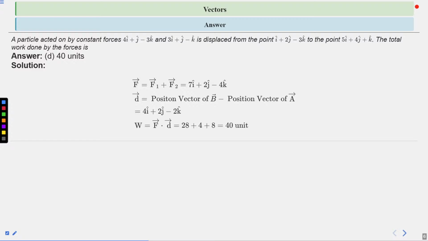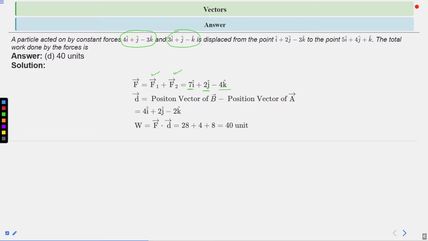So according to the question we have two forces. F1 is 4 i cap plus j cap minus 3 k cap, and F2 is 3 i cap plus j cap minus k cap. Now we add both the forces F1 and F2. So you will get 4 i cap plus 3 i cap is equal to 7 i cap, plus j cap plus j cap is equal to 2 j cap, minus 3 k cap minus k cap is equal to minus 4 k cap. Yes or no? Now this is the net force.